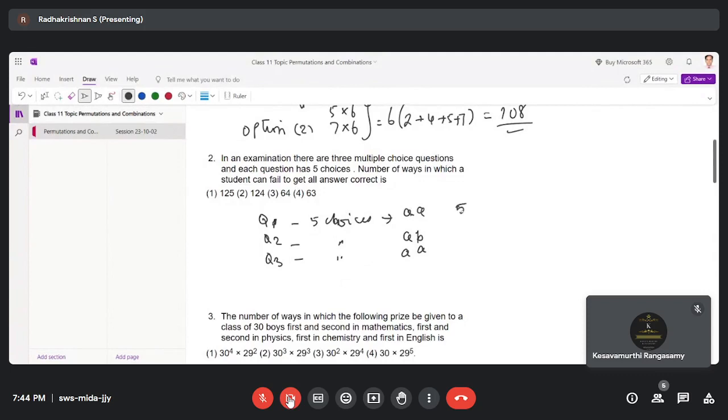Okay, so the first question can be answered in 5 ways. The second can be A, B, C, D, or E. So for each of A or B or C or D or E, the second question can also be answered in 5 ways. It's not that when you choose A here, we will not choose A here. So here also 5 options are possible. That is why the total number of combinations will be 5 into 5 into 5.